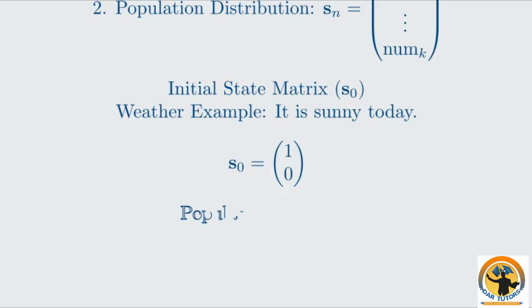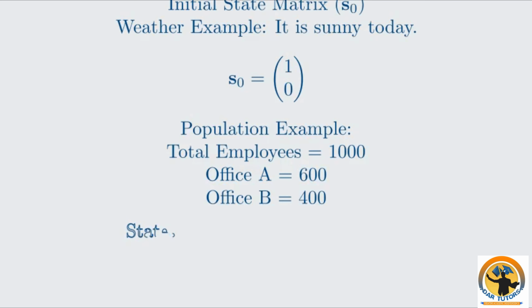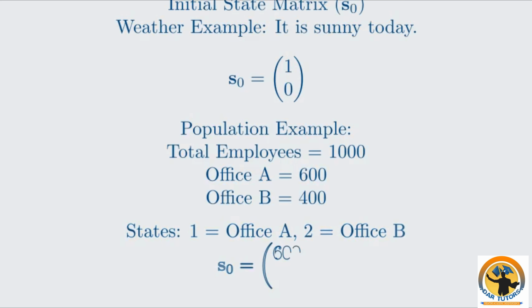Now, let's consider a population example. Suppose a company has 1,000 employees. 600 work in Office A and 400 work in Office B. We want to represent the distribution of these employees. We'll define State 1 as Office A and State 2 as Office B. The initial state matrix S sub 0 would be the column matrix, 600, 400. The elements sum to 1,000, the total number of employees, as expected.